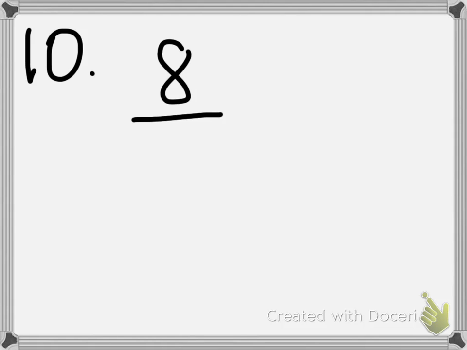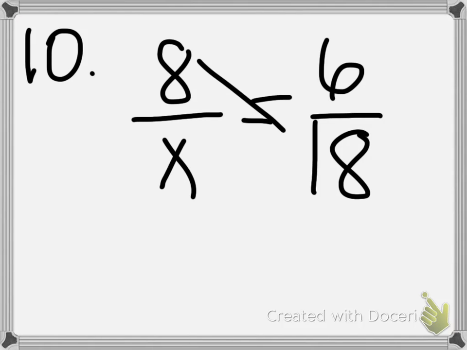Number 10, you need to tell me how it's similar and why it's similar to find the value of x. So you're going to make your proportion and cross multiply to solve for x.